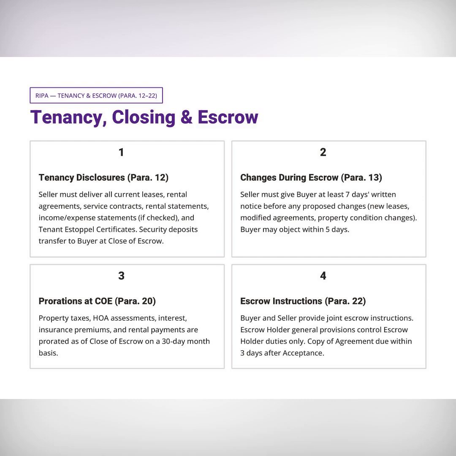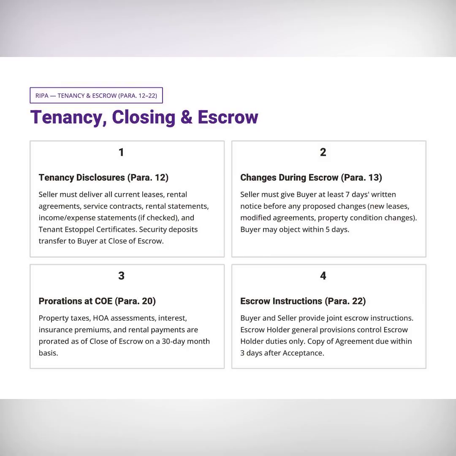Sellers must provide current leases, rental agreements, income statements, and, if checked, tenant estoppel certificates, with security deposits transferring to the buyer at close. Any significant changes during escrow, like new leases, require at least 7 days' notice to the buyer, who then has 5 days to object.